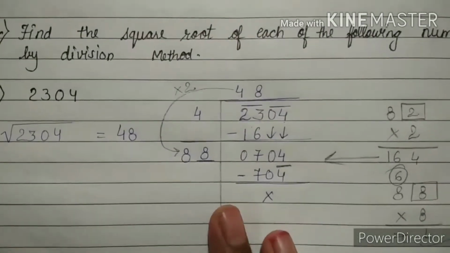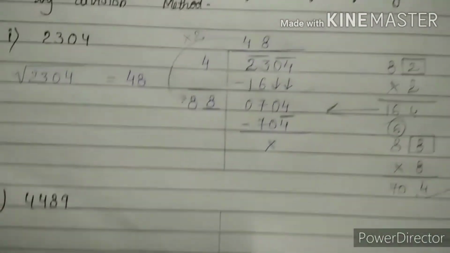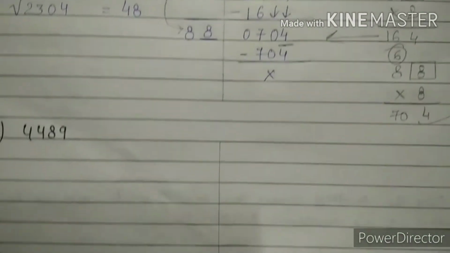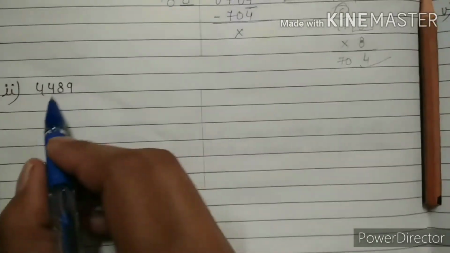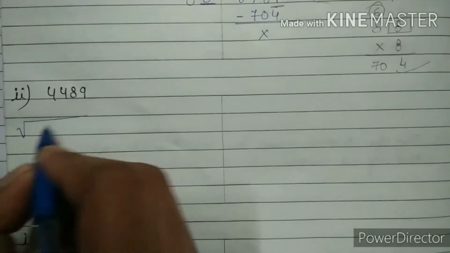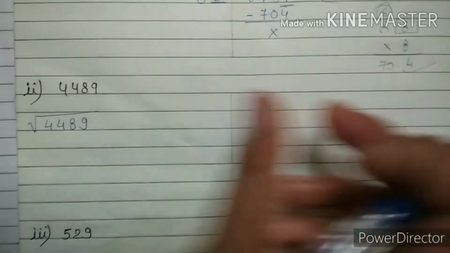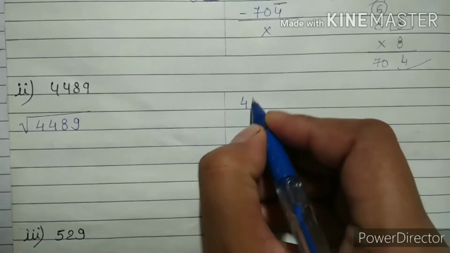This is the first question. Maybe some students are getting confused. Don't get confused. We will do the same question in the same order. Okay. Now second is 4489. Now we have to find the square root of 4489. 4489 will come here.